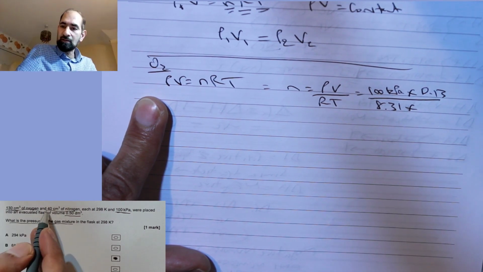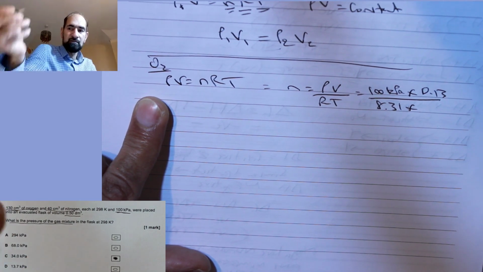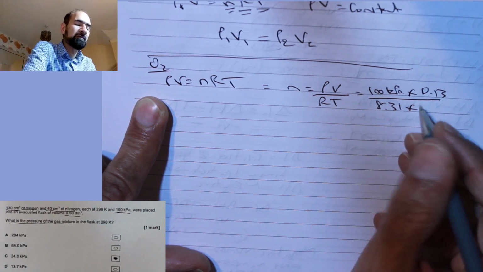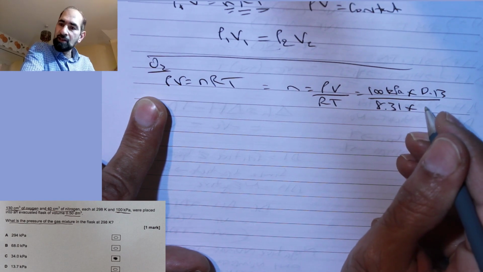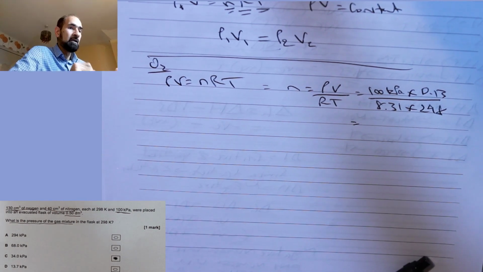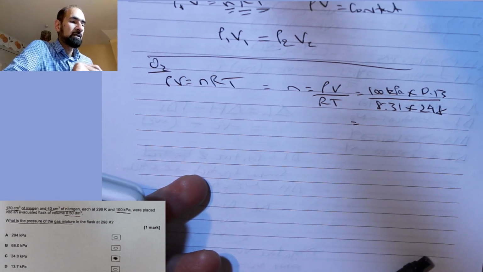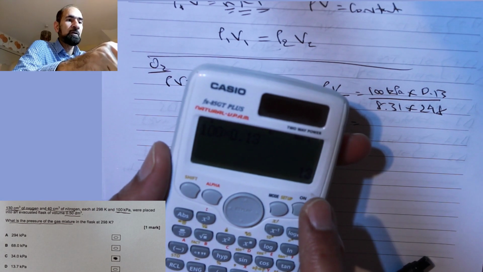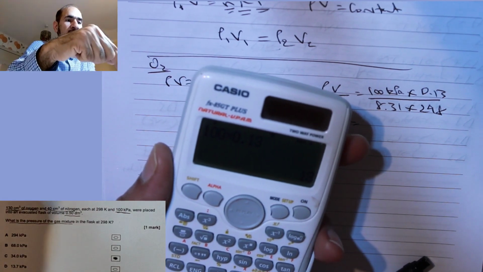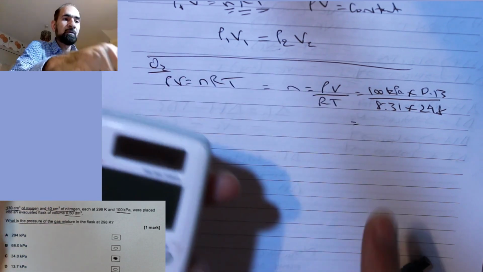3 sig fig, isn't it? Yeah, they've given you 3 sig fig there, 2 sig fig there, and 2 sig fig there, so 3 sig fig is fine. Okay, and then temperature is 298, and then you literally work it out. Please learn to use brackets when you're using these kind of things on a calculator. So 100 times 0.13 equals, and then divide that by, and then you use the brackets, people, because often people don't use the brackets.